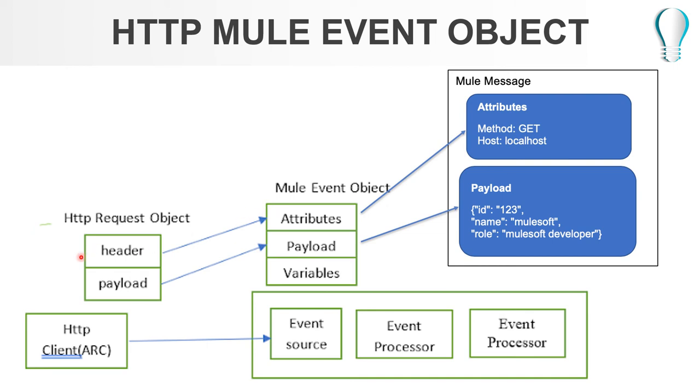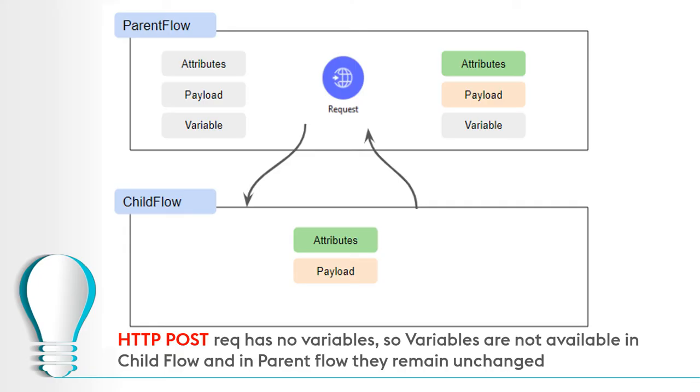But in ARC client or Postman, you never see that you can pass variables, right? So this concept is very important. HTTP Mule event object does not have variables in it. Now let's see what happens when we call HTTP request.